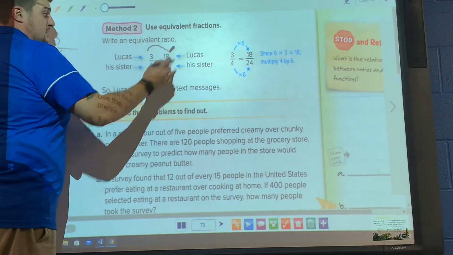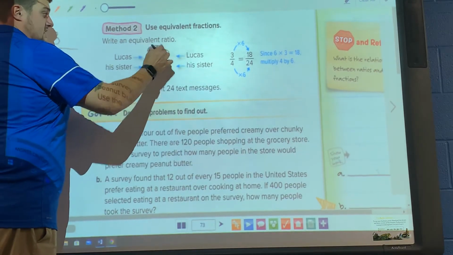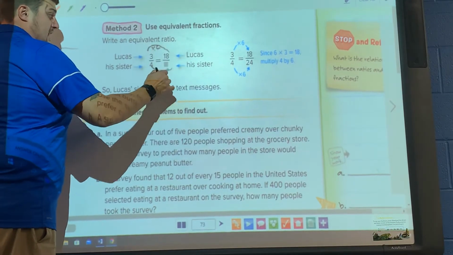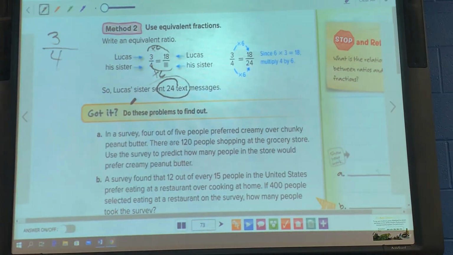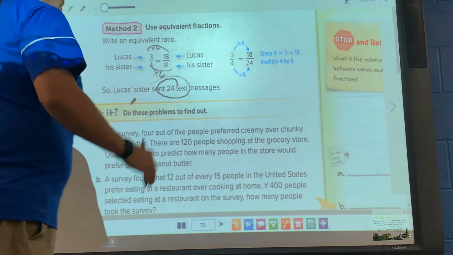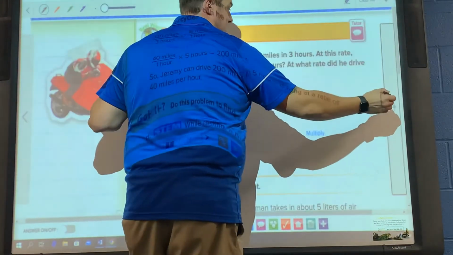Right? So how do we get from 3 to 18? Well, we multiply it by 6. Well, we got to do the same thing in the bottom. So his sister sent 24 text messages. Okay? You can use either way, the bar diagram way or the equivalent fraction way. Whatever is easiest for you guys. That's all I want you guys to do, is figure out which way is easier for you.